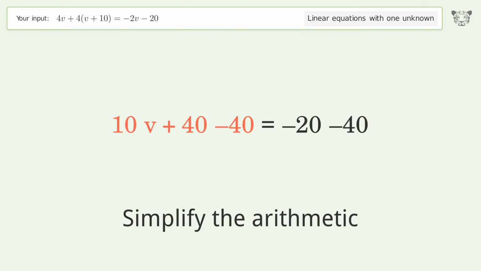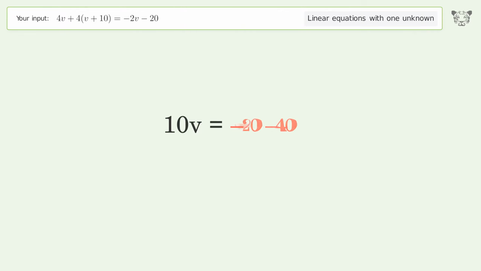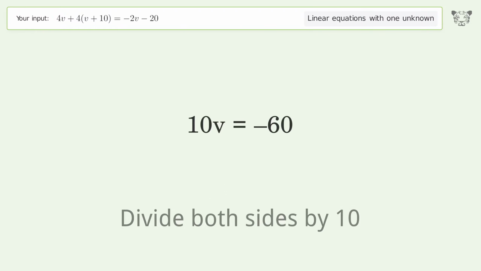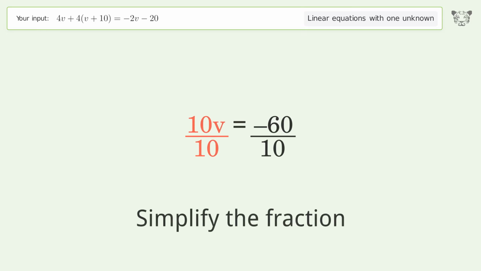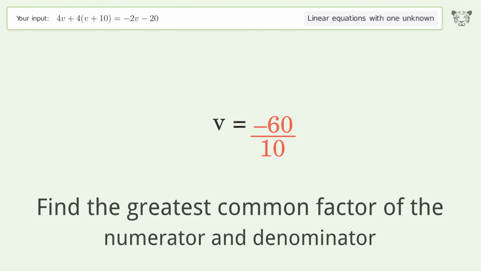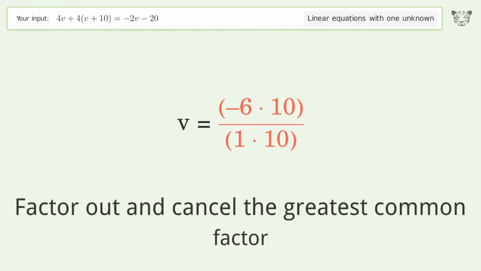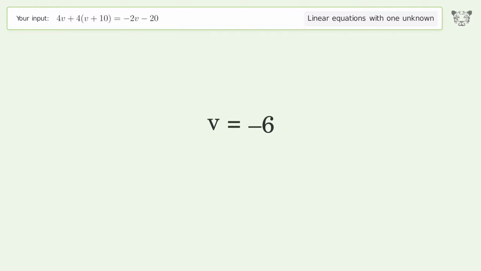Simplify the arithmetic. Isolate the v. Divide both sides by 10. Simplify the fraction. Find the greatest common factor of the numerator and denominator. Factor out and cancel the greatest common factor. And so the final result is v equals -6.